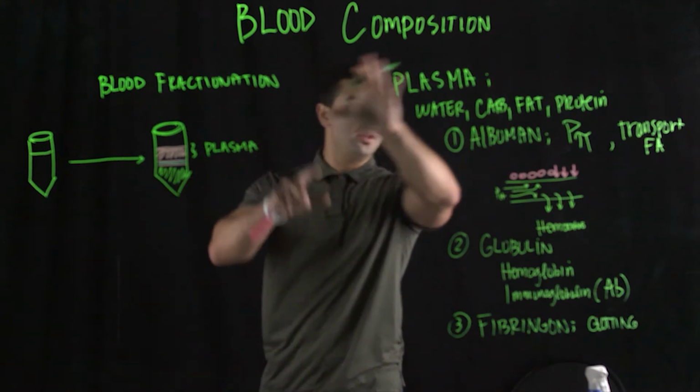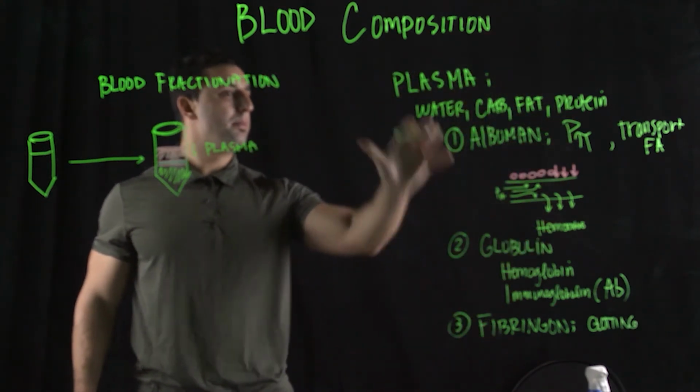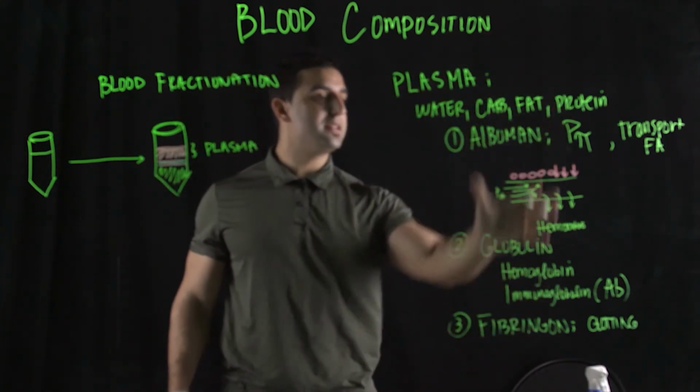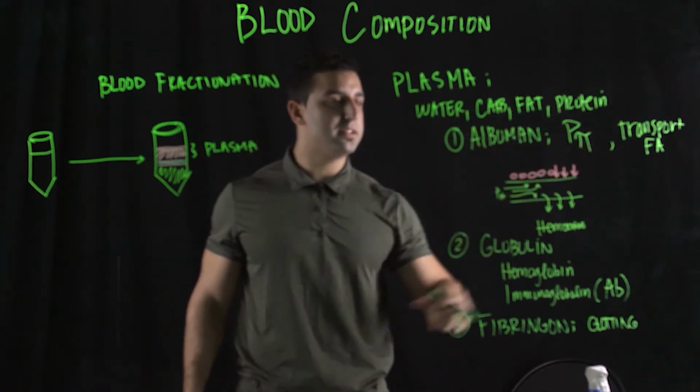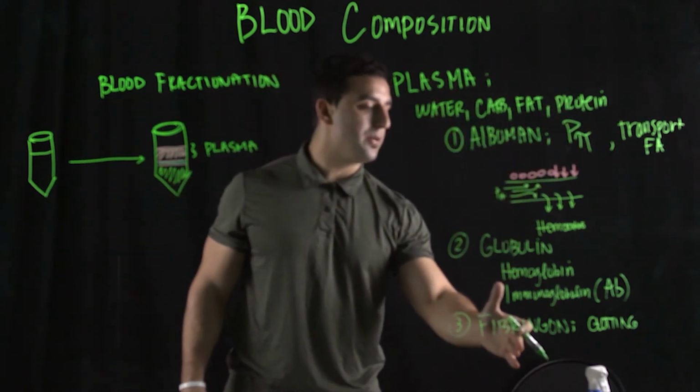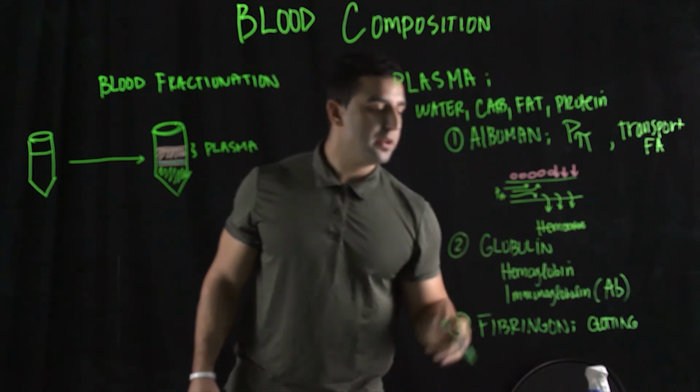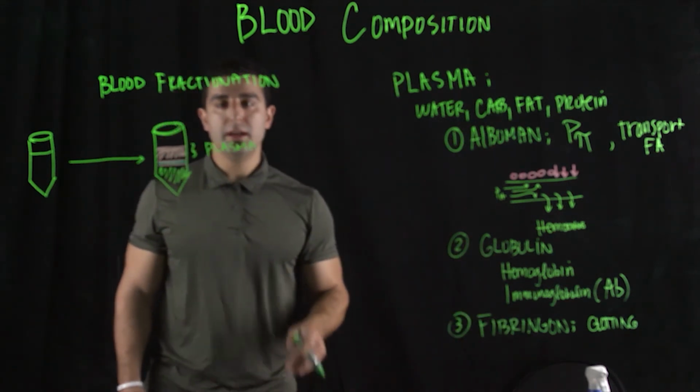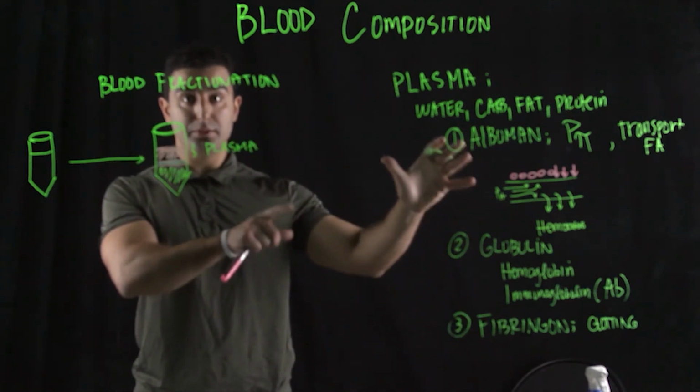All of these plasma components are listed here: water, carbohydrates, fats, proteins, etc. And of the proteins, the ones I want you to really focus on are albumin, globulins, and fibrinogens. So that was the plasma layer.